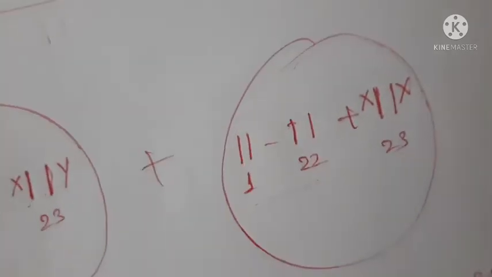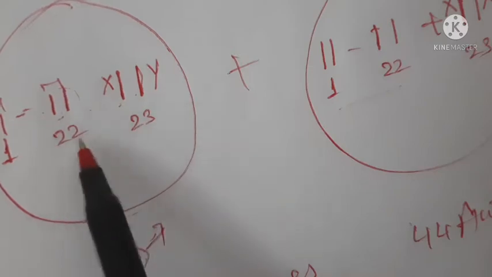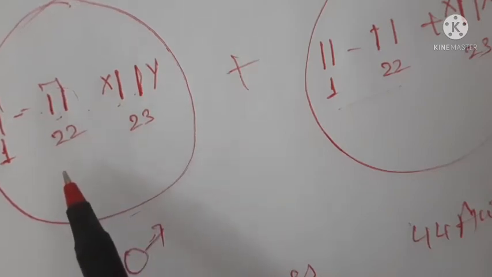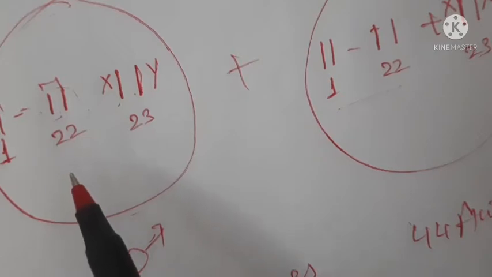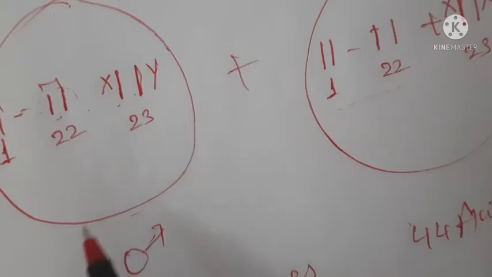Understood? So here this diploid cell will give rise to haploid cells. This one diploid cell will give rise to 4 haploid cells, having half the number of chromosomes. And those 4 haploid cells in case of males are called sperms.